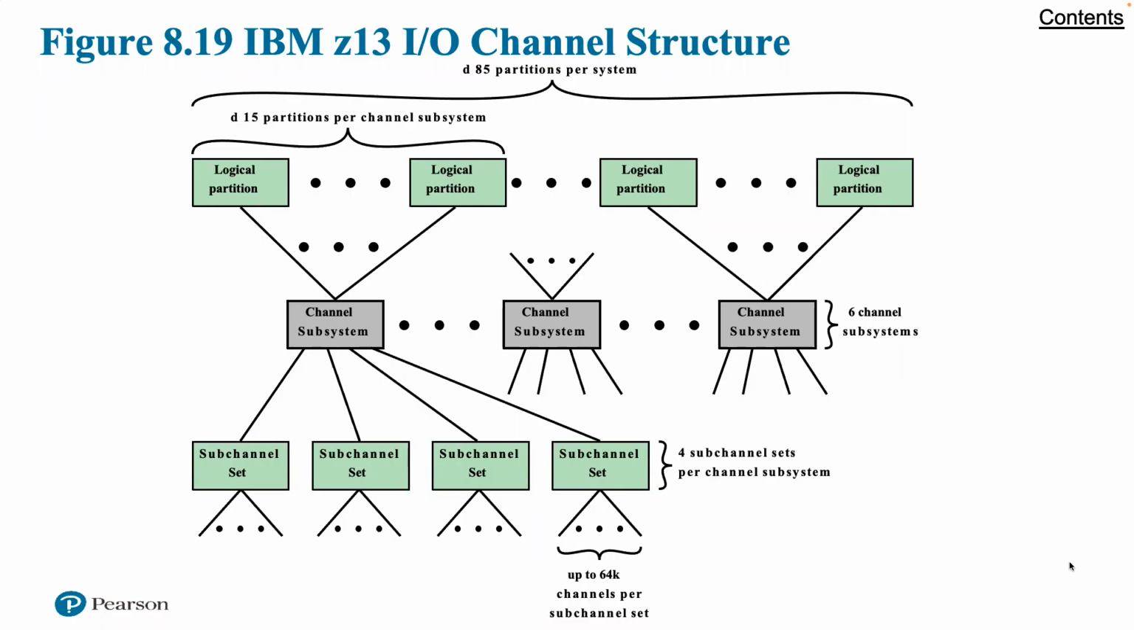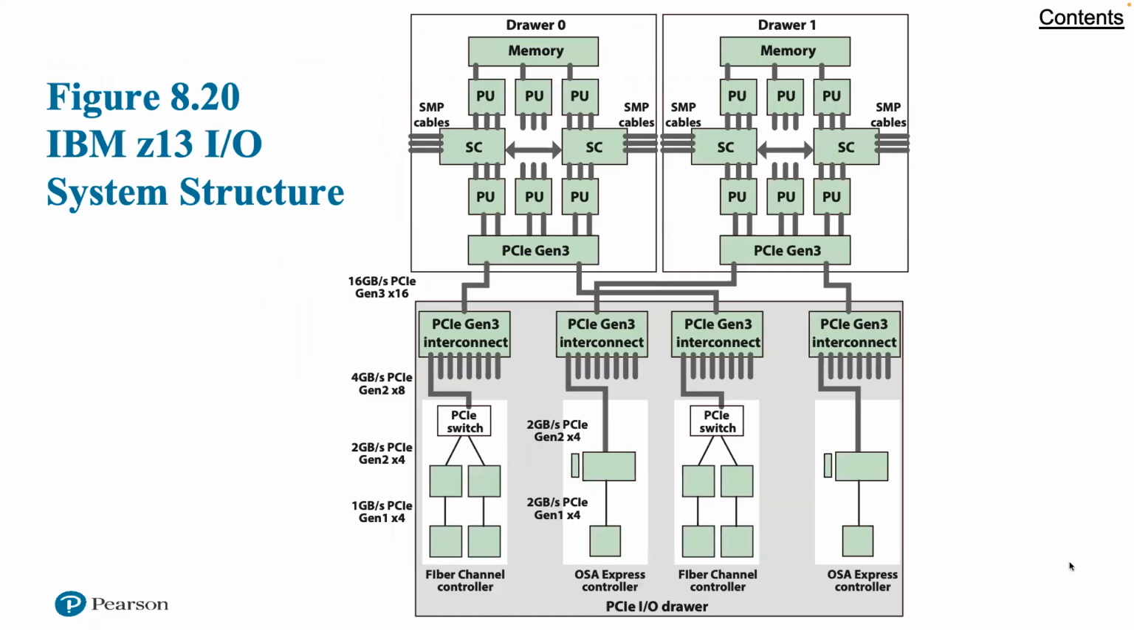Okay, well, let's go ahead and finish up this lecture here. This is the last chart before our summary. And so here we have an IBM z13 I/O system structure. To explain the I/O system organization, we need to first briefly explain the physical layout of the z13.